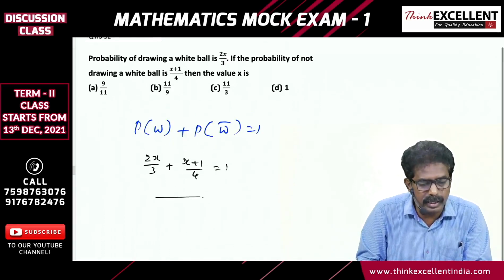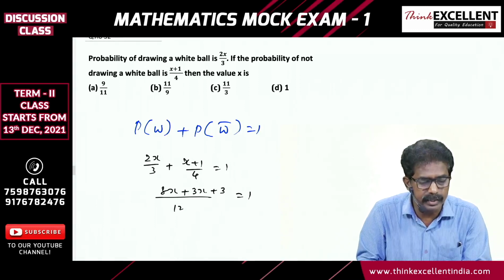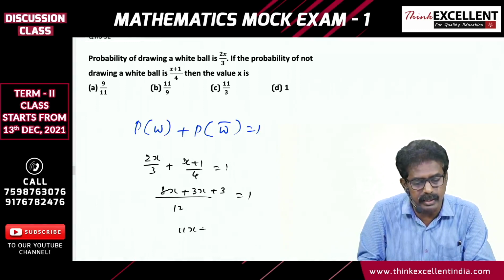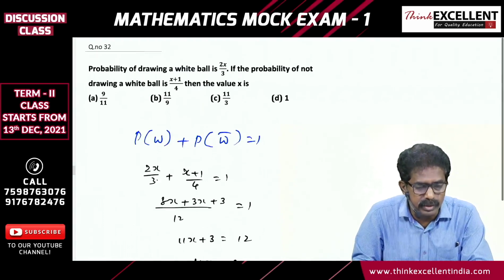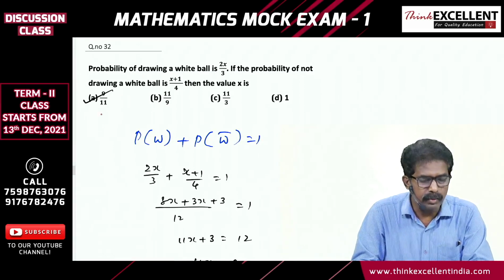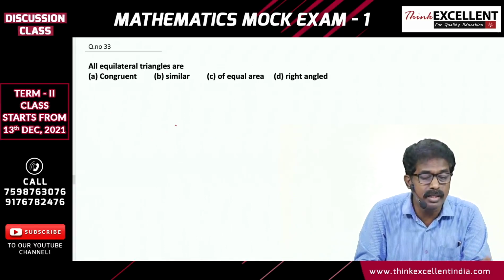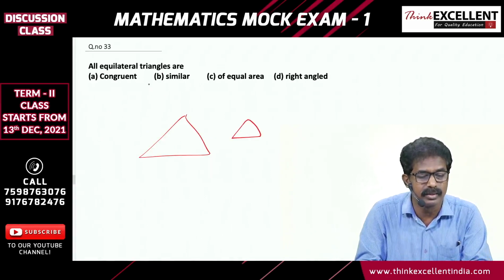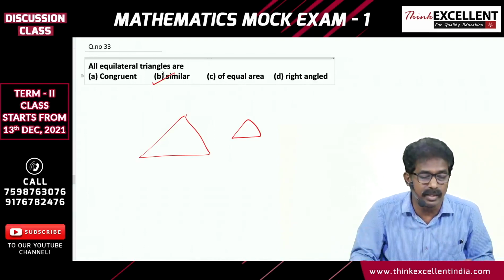When you take 12 as LCM, 4 2s are 8x, and 3 times x plus 1 gives 3x plus 3, equal to 1. So 8x plus 3x is 11x plus 3 equal to, cross multiply, 12. 11x equals 9, x equals 9 by 11. The option is given, yes, 9 by 11. A is the correct answer. Now let's move on to question number 33. Very, very simple question. All equilateral triangles are what? Similar. They are not congruent, similar. In the same way, all circles are similar, right?